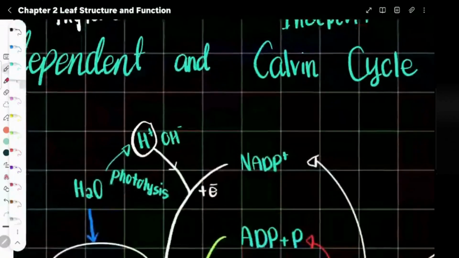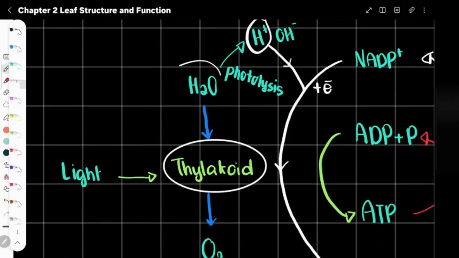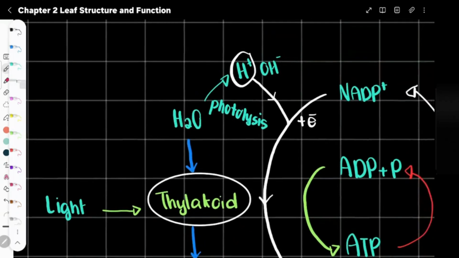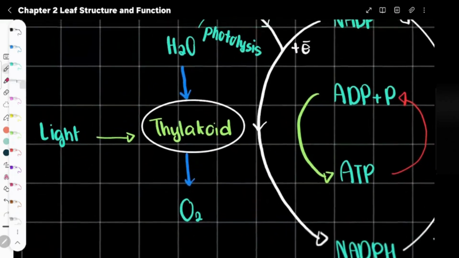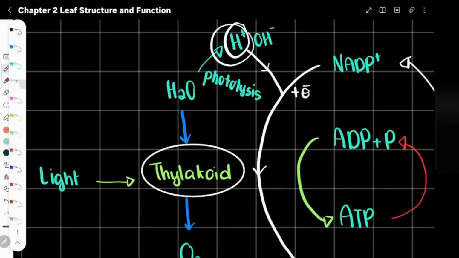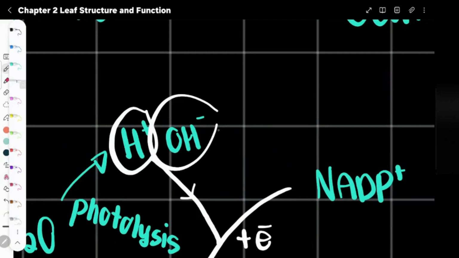So the first thing that will happen, the light will come into the thylakoid, right? And there's also water, from the xylem, right? So this water will break down into hydrogen and hydroxide ion through a process called photolysis. So far, simple. The main thing that we want to focus on is the hydroxide ion.